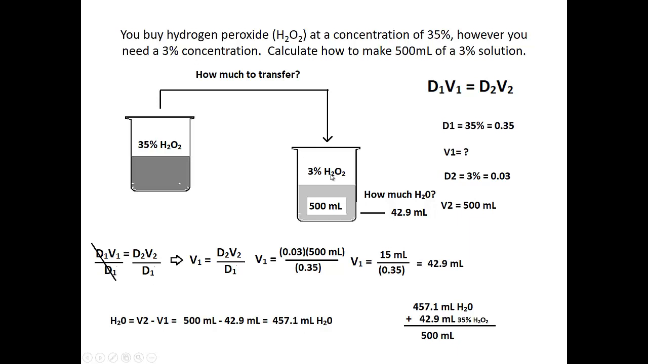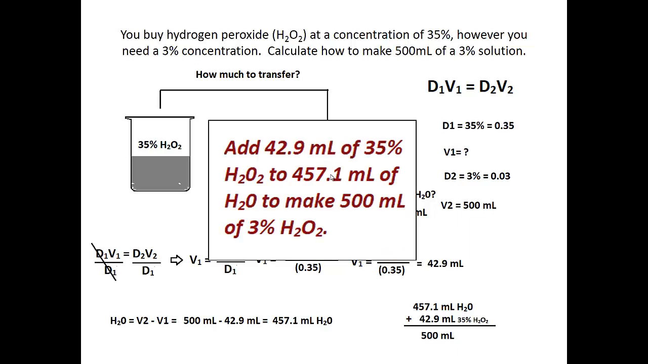Now, one of the things I'm going to typically ask you in the homework and on the quizzes is explain or tell me how you make the dilution. You've done all the work here. The last thing is just put it into a sentence or put it into wording that makes sense. And so you would say, in this case, add 42.9 mLs of 35% hydrogen peroxide, H2O2, you can write it out if you want, to 457.1 mLs of water to make 500 mLs of 3% H2O2. So that would be the way you'd explain it.